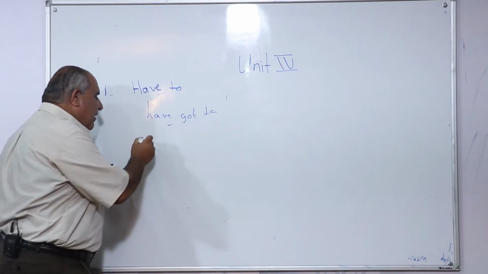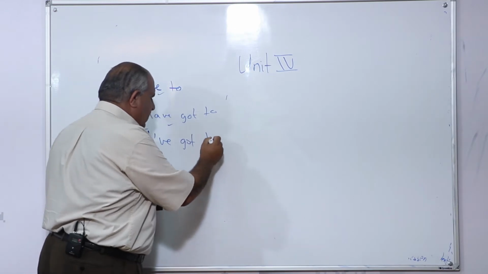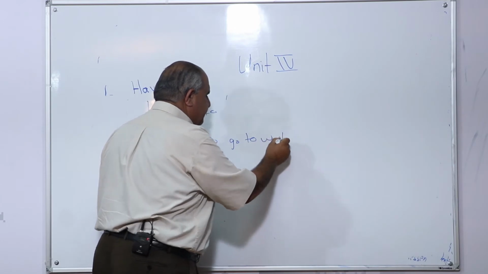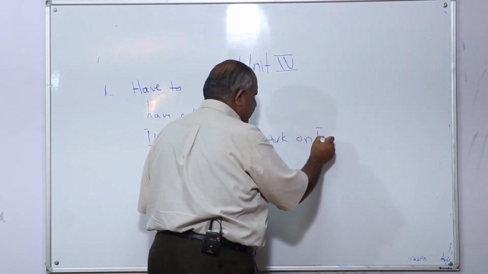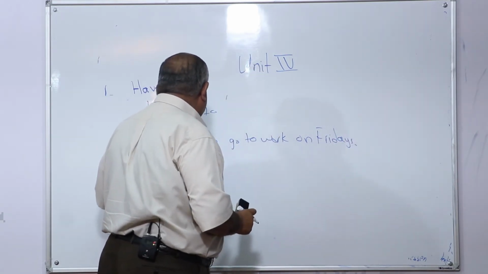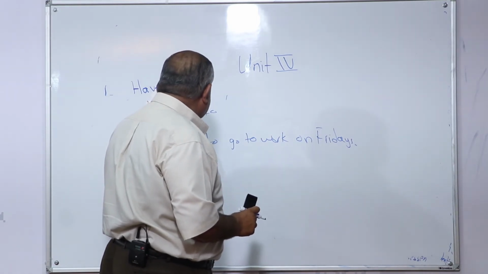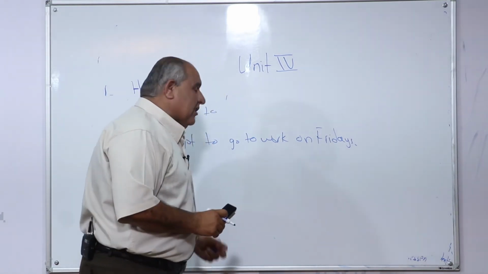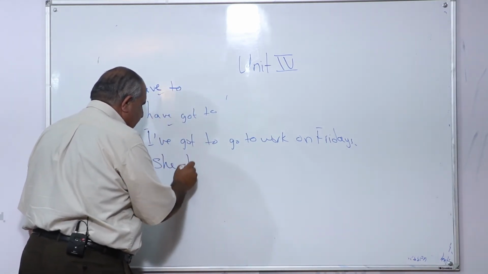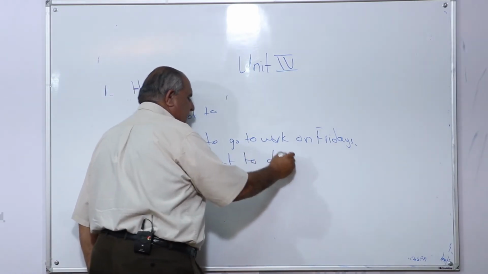So therefore we say, I've got to go to work on Fridays, which means I have to go to work on Fridays, but this is informal. This is used in spoken English, or this is British English, not American. Okay, now we can talk about: she has got to do the right thing.